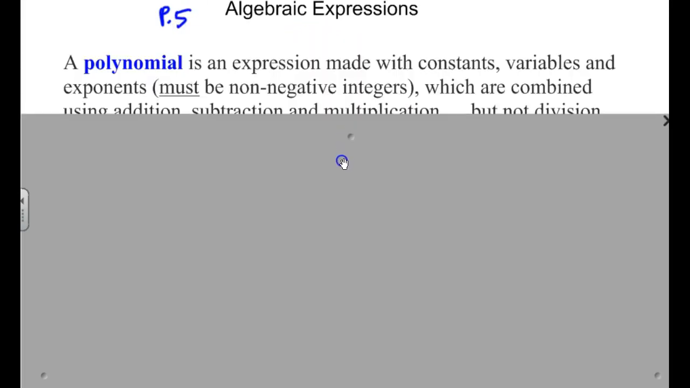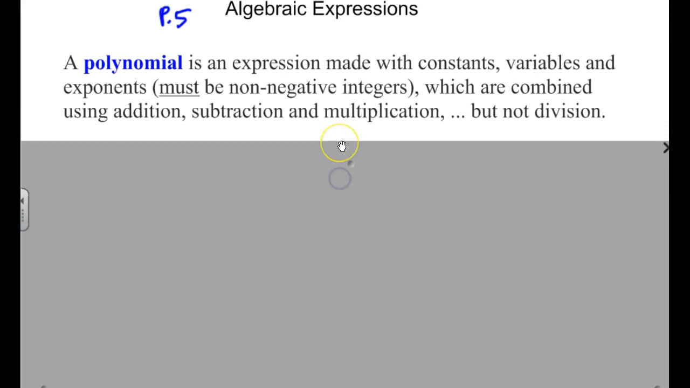Okay, this is lesson P.5, prerequisite section 5, algebraic expressions. So I want to take just a second and think about this definition. You know some of these words.